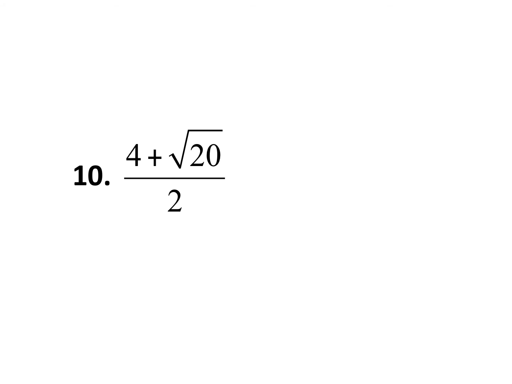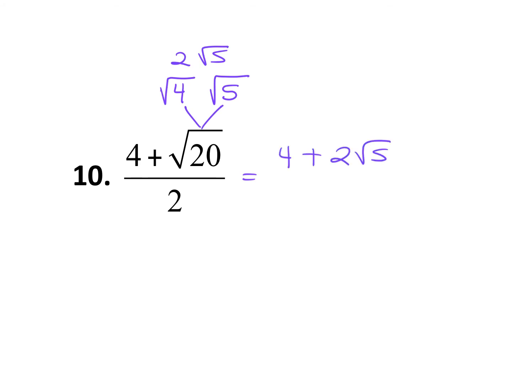So the first thing you want to do here is you want to simplify your radical. Can you break the square root of 20 down? 5 and what? The perfect square and the non-perfect square, right? So I would go the square root of 4 times the square root of 5 is 2 rad 5. Okay, so let's take a look at this. This is 2 rad 5. So we have 4 plus 2 rad 5 divided by 2.